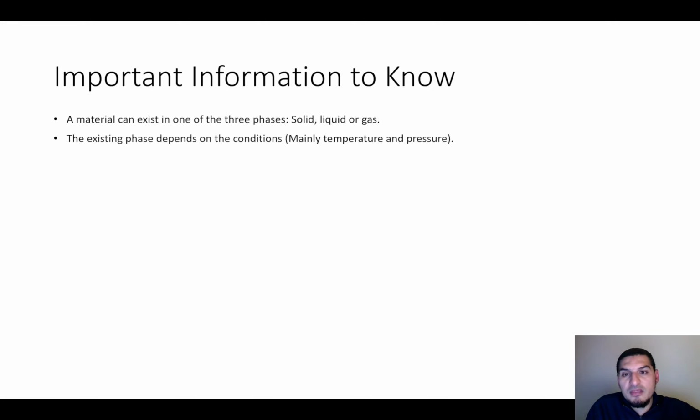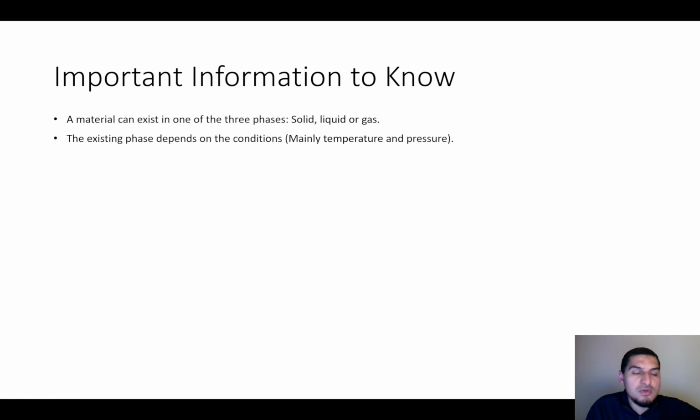before we proceed. So the information that we need to know is that, first, the material can exist in one of three phases, either solid, liquid, or gas. This is a well-known fact, and the existing phase depends on the conditions, mainly on temperature and pressure. So if you know the material that you are dealing with, you know the temperature, you know the pressure, you can tell if it's liquid or gas.